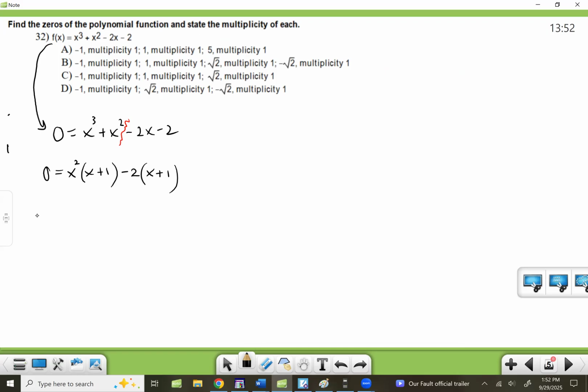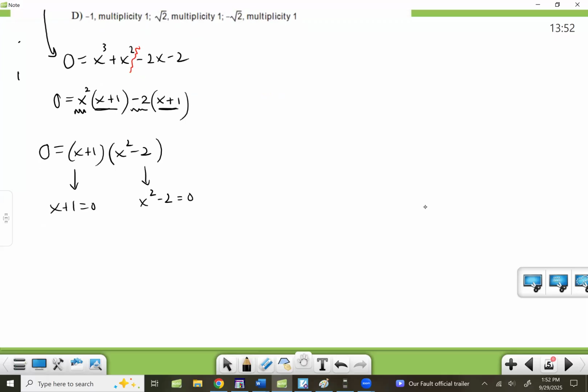Okay, so we're going to factor out the x plus 1 from both terms. We can see they have it in common. It's here and here. And once I pull it out, the leftovers are going to be the x squared minus 2. So now we're at the point where we set each piece equal to 0 using the zero product property. If two things multiply to make 0, then one of them's got to be 0.